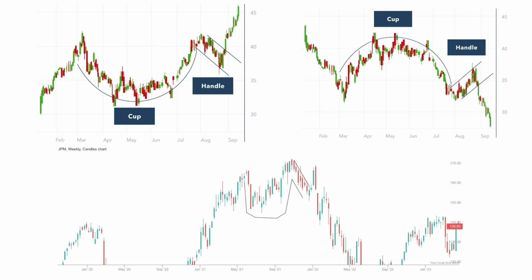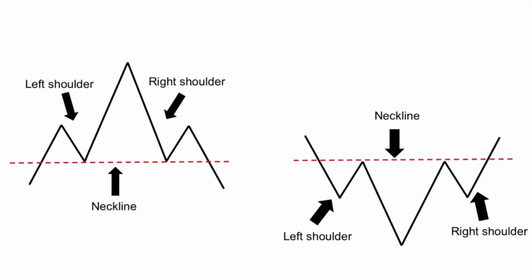And for the bottom chart, we see a normal cup and handle pattern, but as you can see, it broke past the handle, but failed to go above the neckline, which invalidated this bullish trend and led to the stock going down. Secondly, this pattern is known as a head and shoulders pattern.